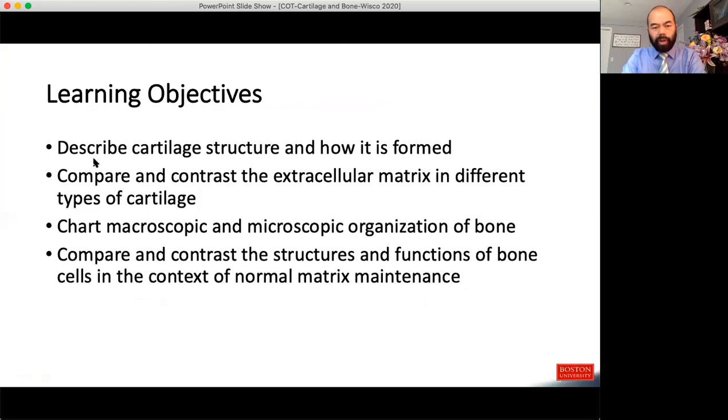Okay, so today we're going to describe cartilage structure and how it's formed. We are going to compare and contrast the extracellular matrix in different types of cartilage. We will chart macroscopic and microscopic organization of bone. Then we will compare and contrast the structures and functions of bone cells in the context of normal matrix maintenance.